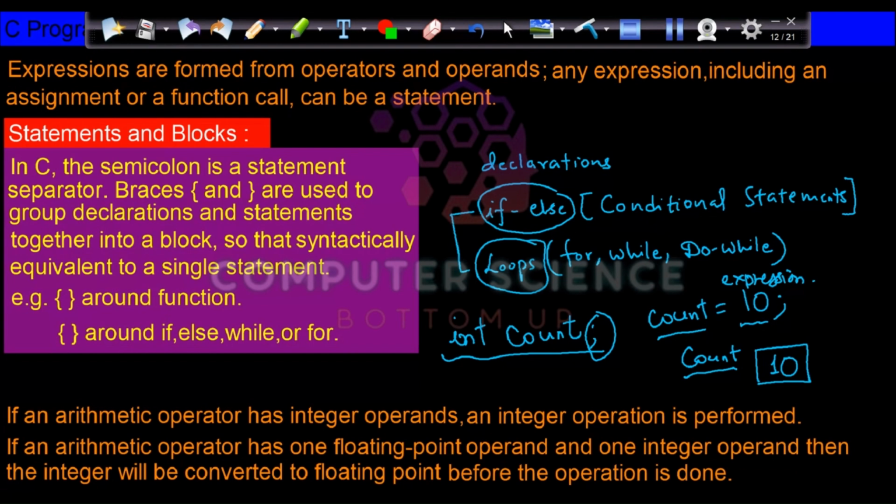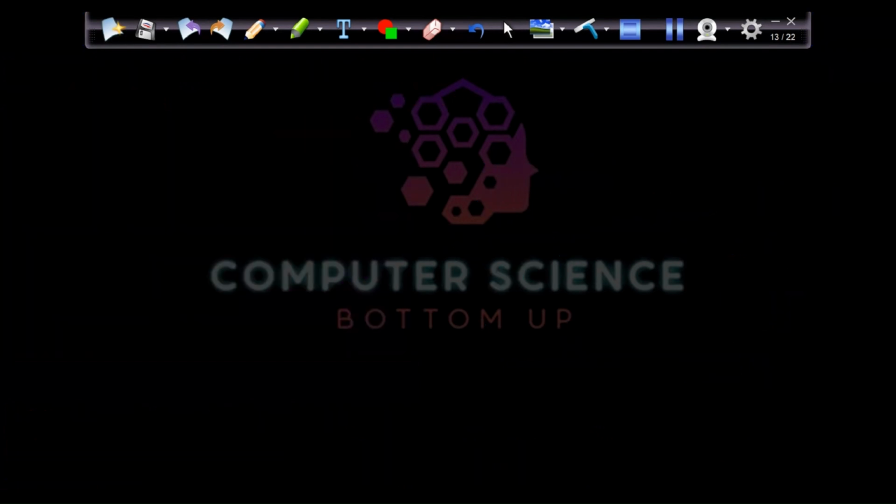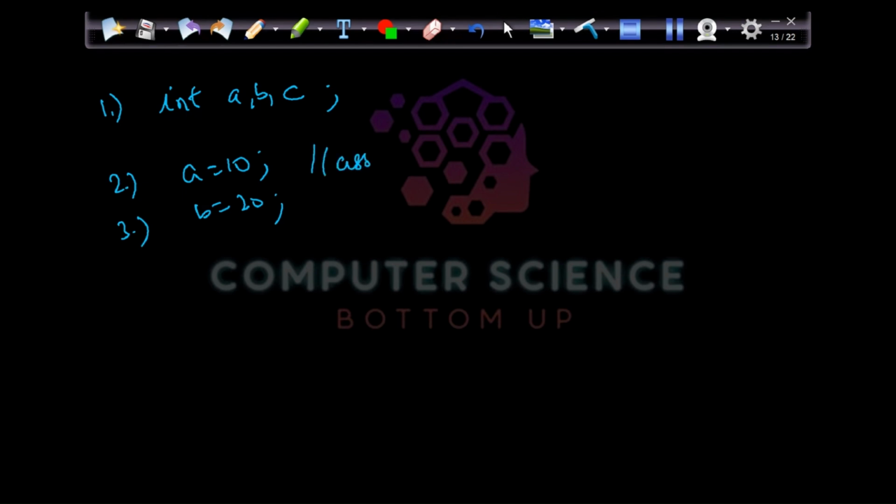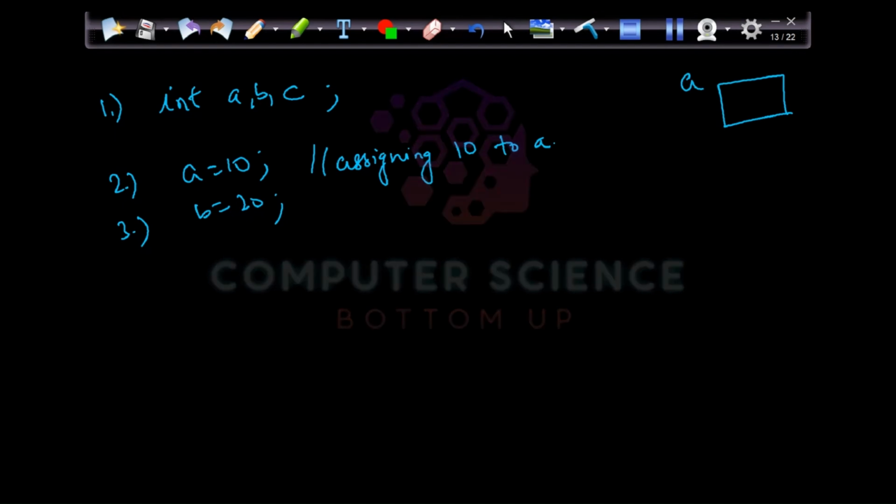What I mean to say is, let's say there are variables int a, b, c. And a is equal to 10, b is equal to 20. In these statements, this is statement 1, statement 2, statement 3. At statement 2, you are assigning 10 to a. Let's say this is a memory location, and the name given to this memory location is a. Now at this memory location, 10 will be stored.